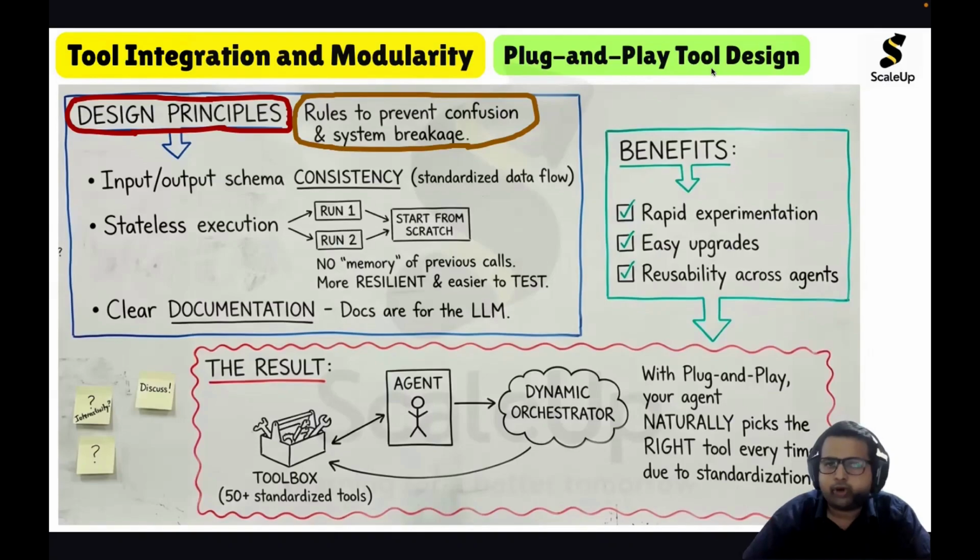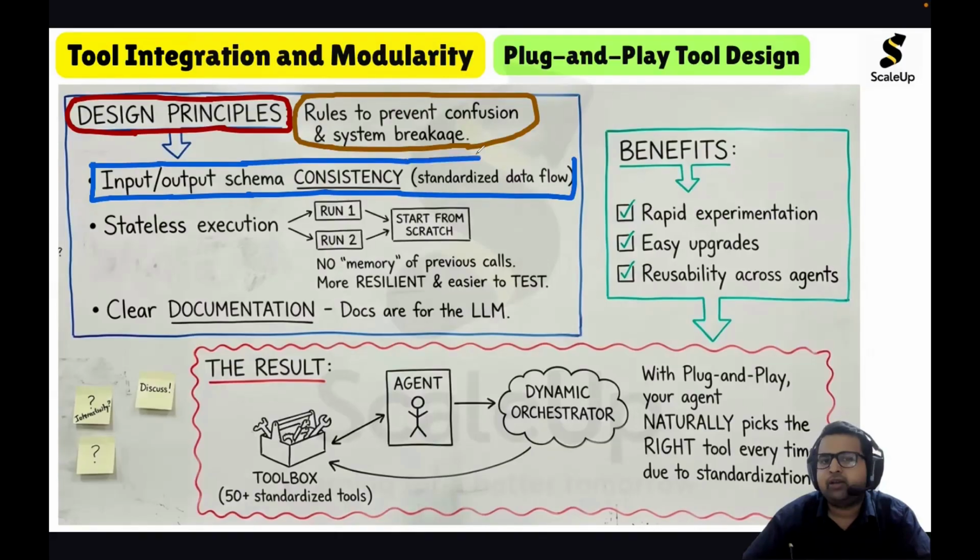For plug and play tool design, input output schema consistency is very important. As we already saw, every plug and play tool follows a standardized interface with a standard input output schema. And because of the standard input output schema, there will never be any confusion or system breakage.